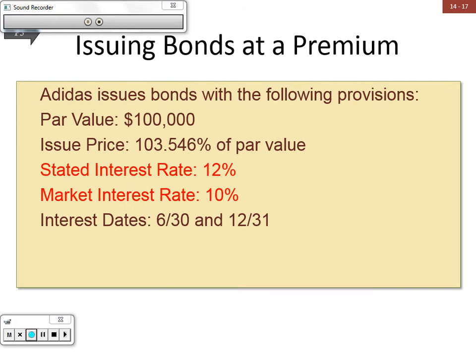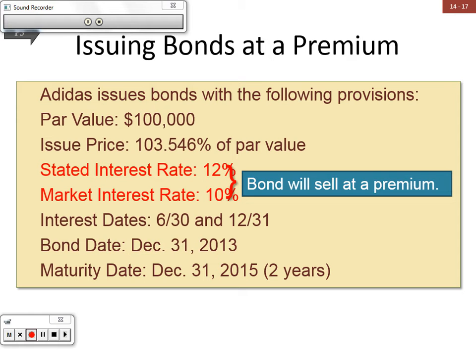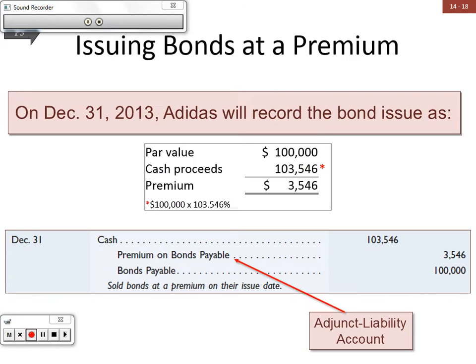Because it may be $1 or $2 off. So what happens if you issue a bond at a premium? Concepts still stay the same. The only difference is now the issue price, is it higher or lower? Higher. So issue price is higher. Interest rate is now 12%. Market interest rate is 10%, which we know by what I showed you earlier, that's lower than what the stated rate is. So obviously, we're going to make a gain or sell this bond at a premium.